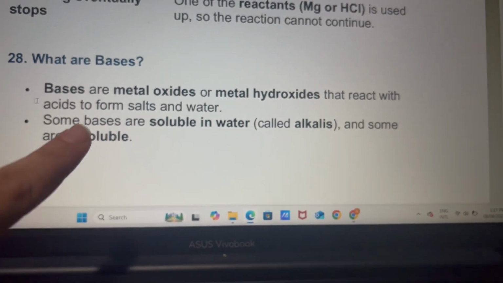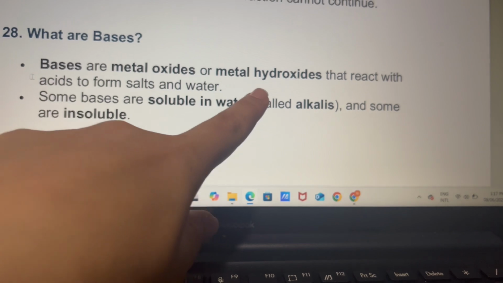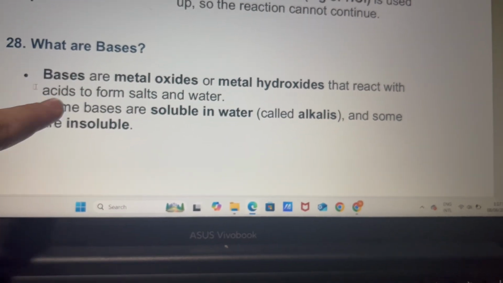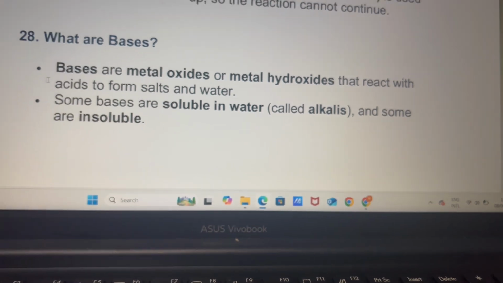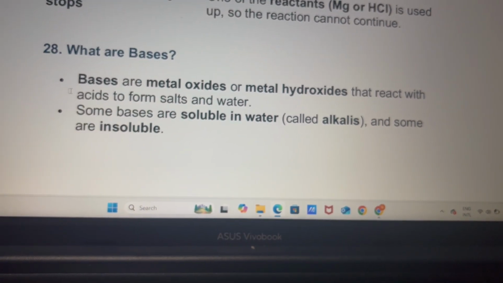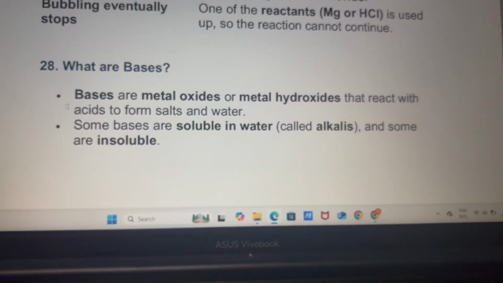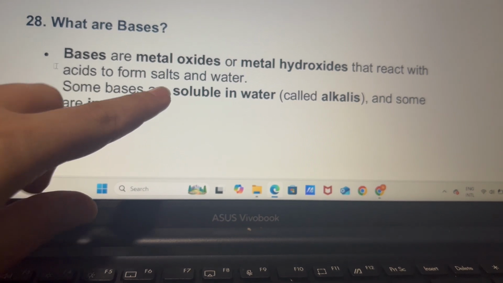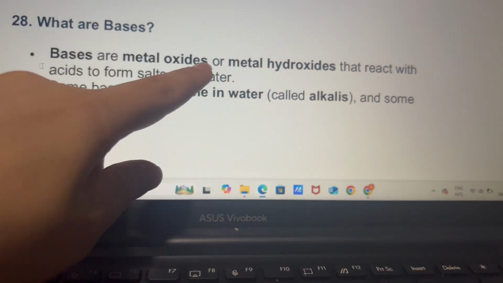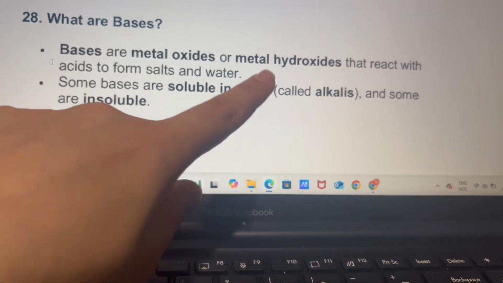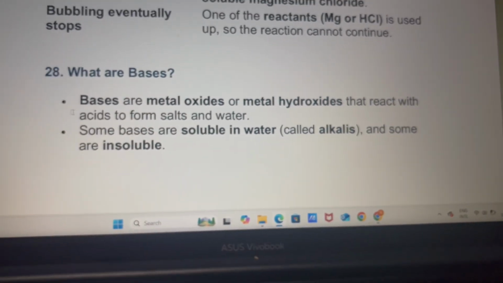Okay, bases are metal oxides or metal hydroxides, and they react with acids to form salt and water, and they have a pH which is more than 7 and less than 14, more than 7 till 14. They could be anything that has metal oxide or metal hydroxide, but if they are soluble in water you also call them alkalis.